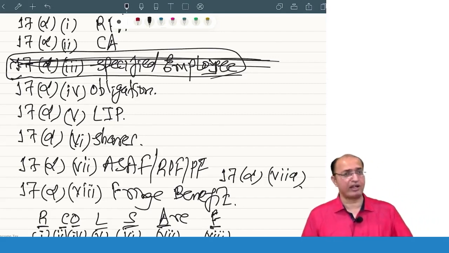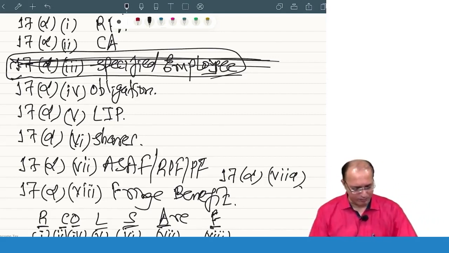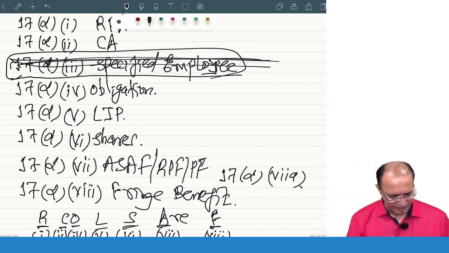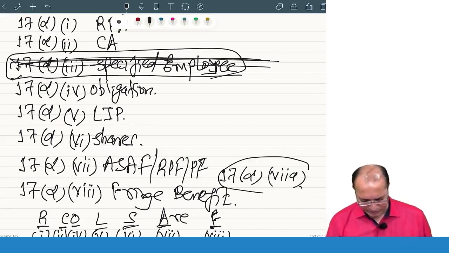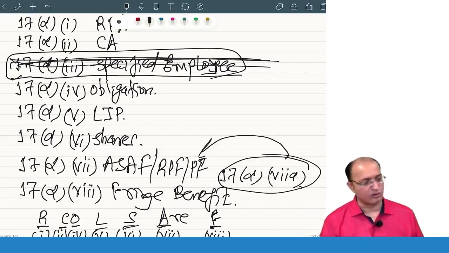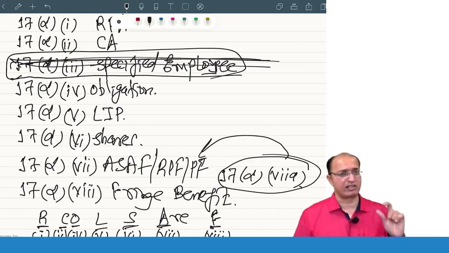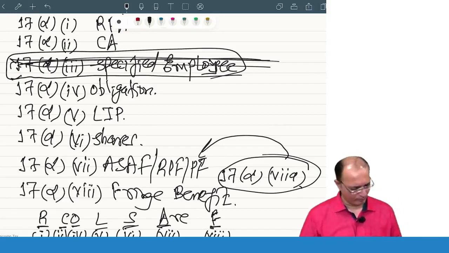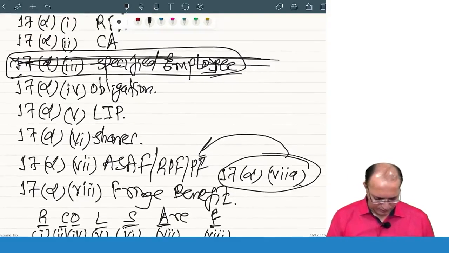So from 17(2) clause 1 to clause 8, you can remember these perquisites in order, keeping aside 17(2) clause 3 and keeping aside 17(2) clause 7A. Actually 17(2) clause 7A is related to clause 7 only. Whatever is the taxable component in 7, of that proportionate income will also become taxable. So this we have done.